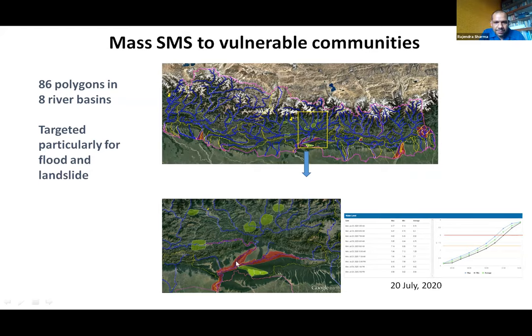So we issue the SMS to them, and the water takes 4 or 5 hours, in some cases 2 hours, to reach this community. But before 2 hours, within 10 minutes, we disseminate the warning to them so that they can go to a safe place, so that they can evacuate. That is how we are disseminating the warning messages.